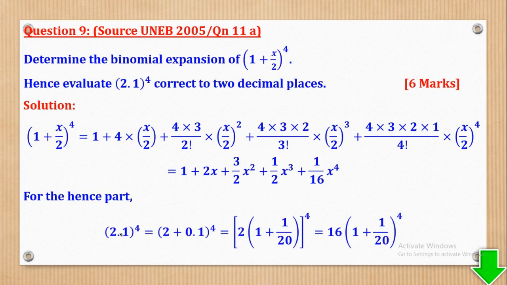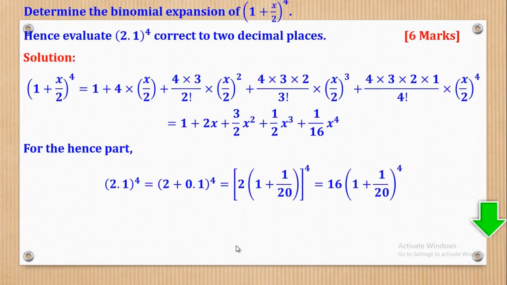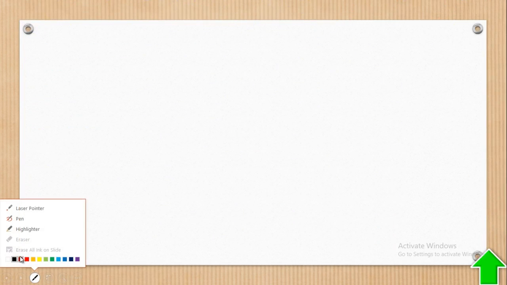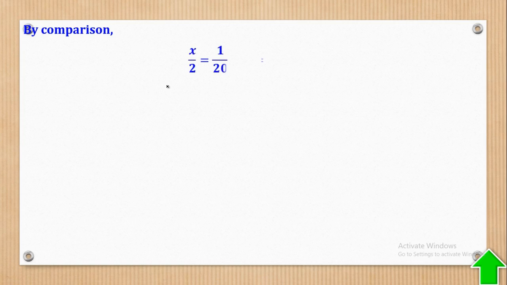When I compare, this one is the same as this, but now in the expansion we need positive 1. So I'll factorize out 2 to come up with that. But this power affects both this and this, therefore 2 to the power 4 gives you 16. Inside I remain with 1 plus x over 2. Now when I compare that bracket, this with this, it implies that x over 2 is equal to 1 over 20. Therefore, by comparison, x over 2 is equal to 1 over 20 implies that x is equal to 1 over 10.